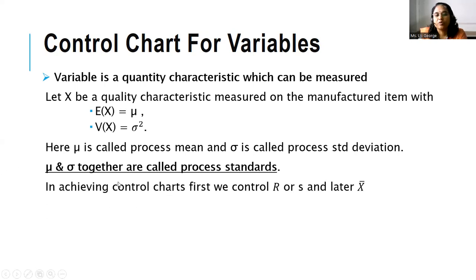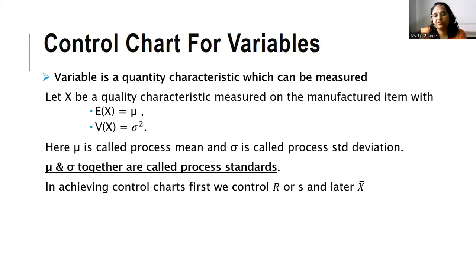So when we are talking about achieving control charts, we first try to control R or sigma. Now these R or sigma are the measures of dispersion. They try to see how the data is spread. They try to give a number to denote the spread of the data. And once we have controlled that, then we go ahead with controlling the average. And that is why whenever we talk about control charts, we first talk about controlling the dispersion.